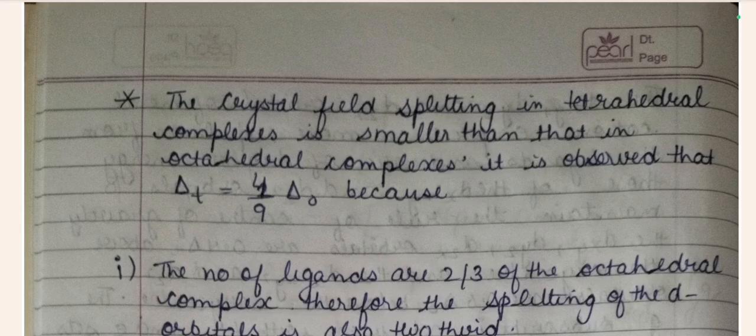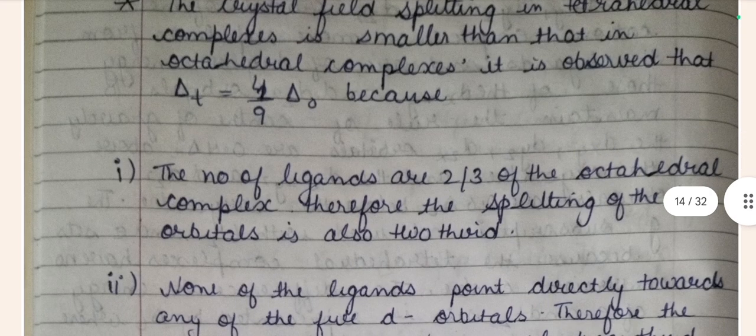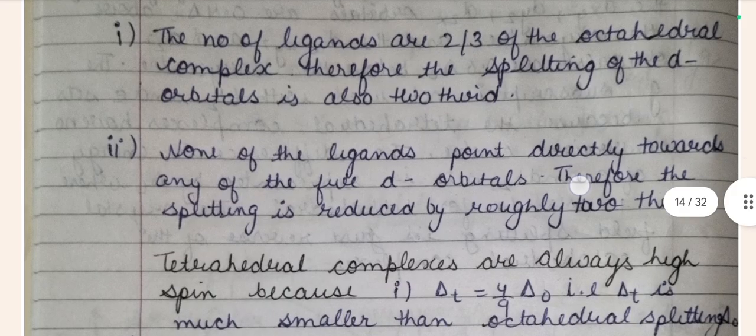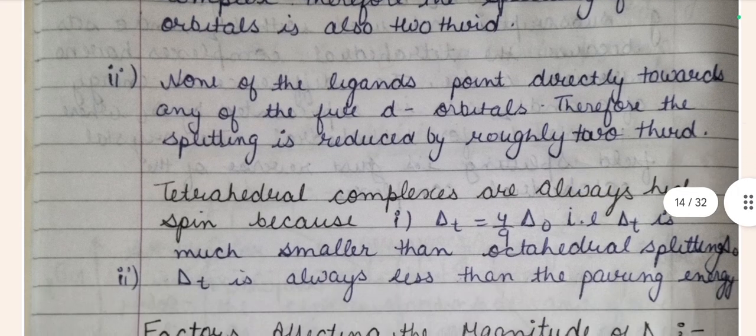It is observed that ΔT is equal to 4/9 of Δ0 because the number of ligands is two-thirds of that in octahedral complexes, and therefore the splitting of the d orbitals is also two-thirds. None of the ligands point directly towards any of the five d orbitals. Therefore, the splitting is reduced by roughly two-thirds.